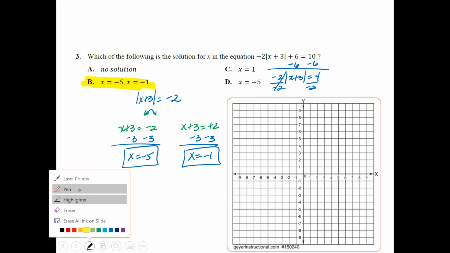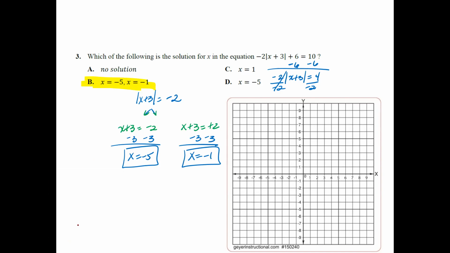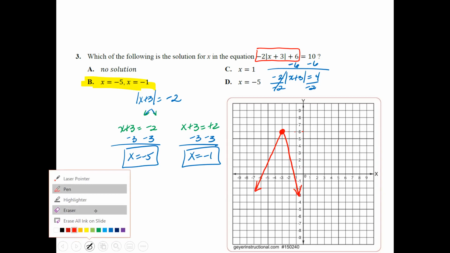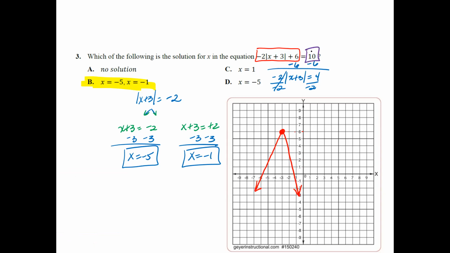Another way that you can do this is if you actually graph by the intersection. So if I were to graph this first piece right here, that will be 6 up, 3 to the left. It's going to be an upside down sad face, and it's going to be skinnier. Then for your second part, y equals 10, go up here. Actually, we're not going to do it that way. Just kidding. We'll just skip that one.